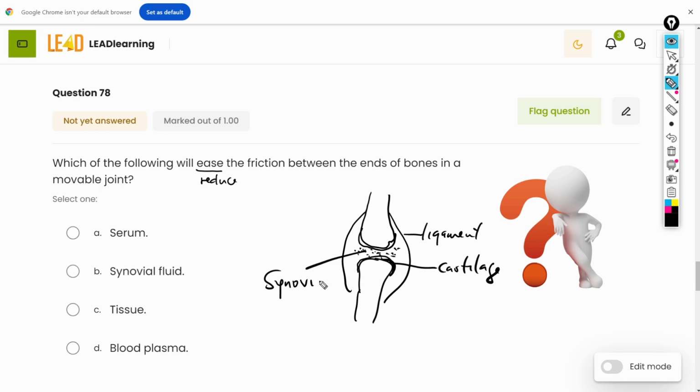It lubricates the joints, because without the synovial fluid, even the cartilage will wear away. So the synovial fluid acts as the lubricant, just as we have lubricants in machine parts to reduce friction. And the question is saying, which of the following will ease the friction? So from our options here, the synovial fluid is our answer. Option B.